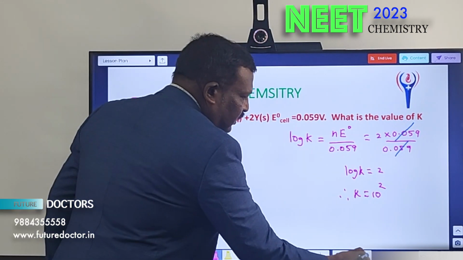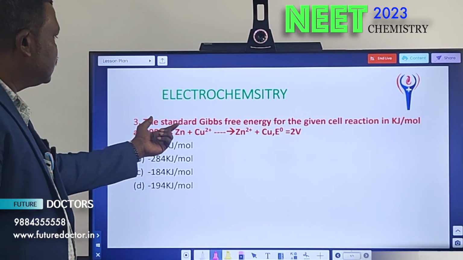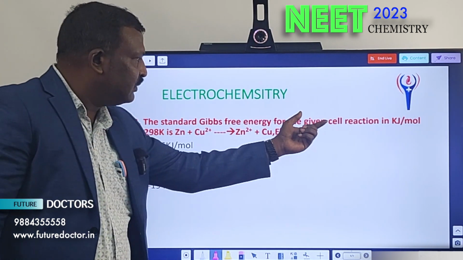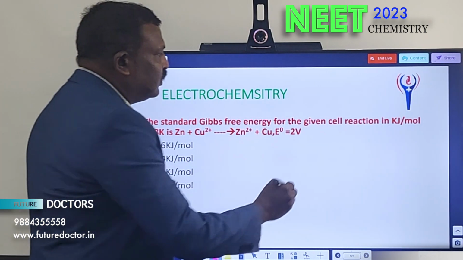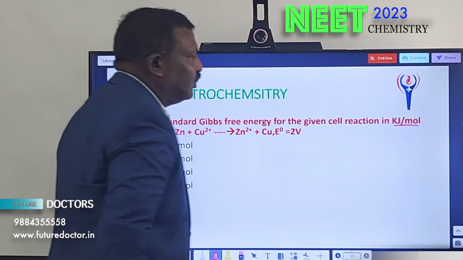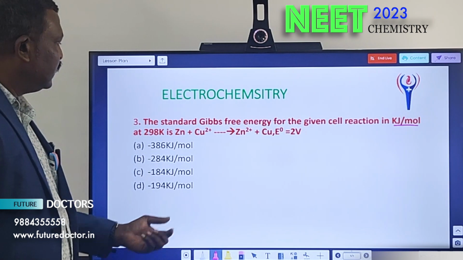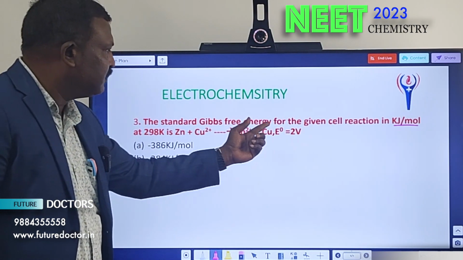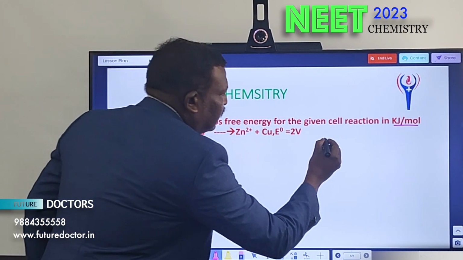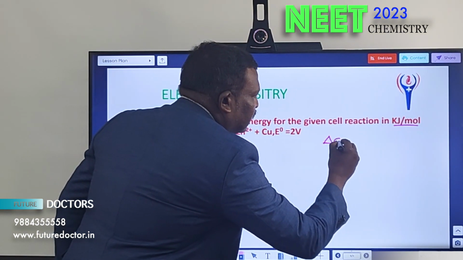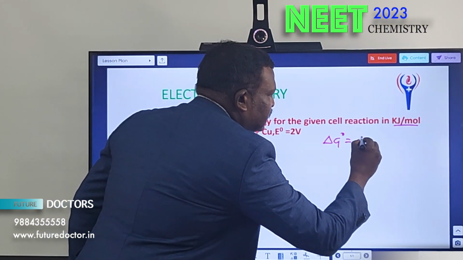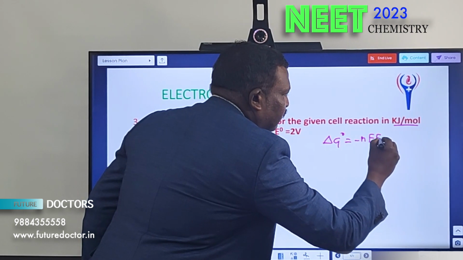Understood? Right. Next one. This also: the standard Gibbs free energy for the given cell reaction in kilojoule per mole at 298 Kelvin is asked, and one equation is given. We have to give the answer in kilojoule per mole. They're asking to find only the standard Gibbs free energy change. What's the formula? Delta G naught is equal to minus n F E naught. This is the formula. Understood?